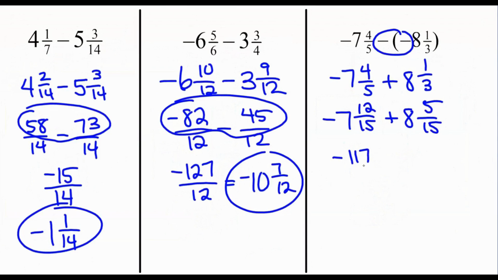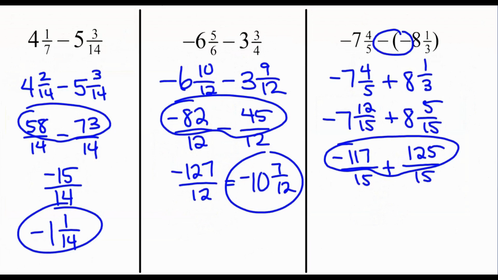This is negative 117/15 plus 125/15. And rules of addition for the numerators. Negative 117 plus 125 is a positive 8. And that's positive 8/15, and that is in simplest form.